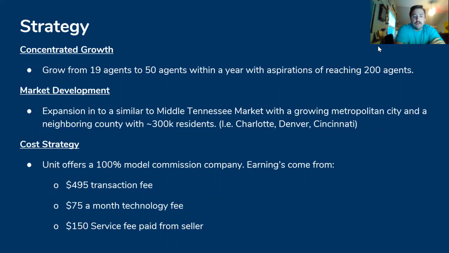And third is their cost strategy. United separates themselves from competitors by offering a 100% commission-based pay model for all of their agents. Their earnings are actually only coming from a $495 transaction fee for every home that's closed on, a $75 a month technology fee, and a $150 service fee paid from the seller.